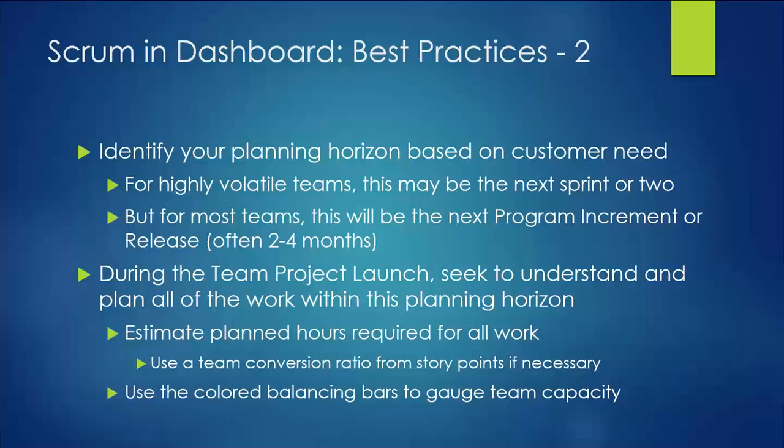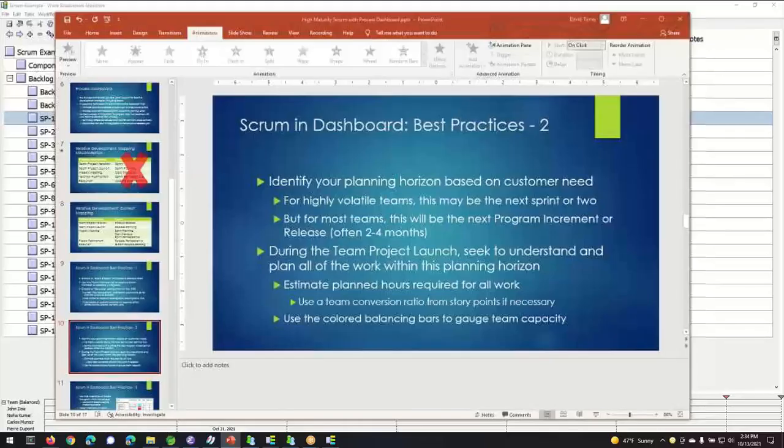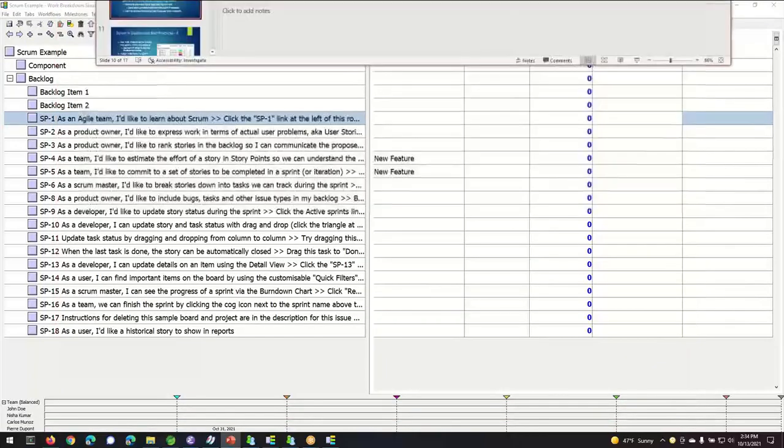If your team is comfortable estimating in story points, it's pretty easy for you to use a conversion ratio to come up with a nominal conversion of the story points that you estimate into hours, and you can tweak that as you need to. And then the dashboard is going to provide colored bars at the bottom to gauge team capacity. So let's just look and see how this is done.